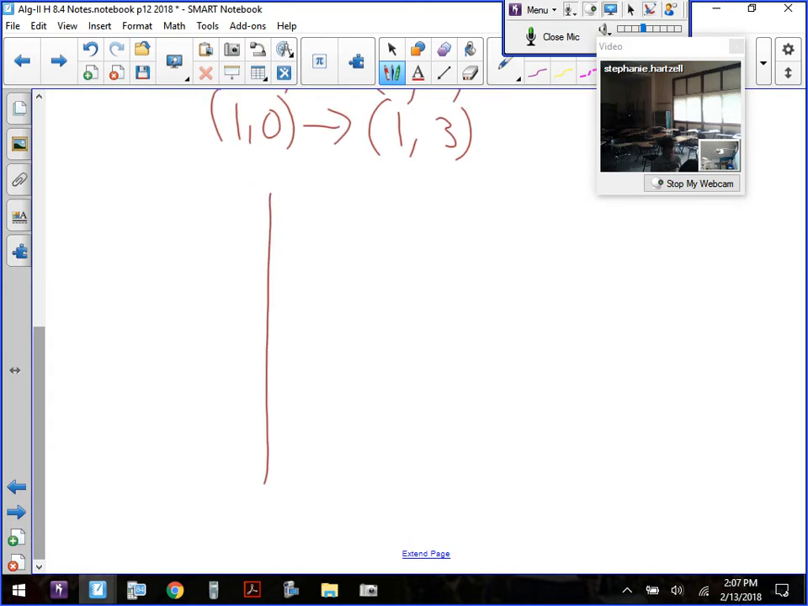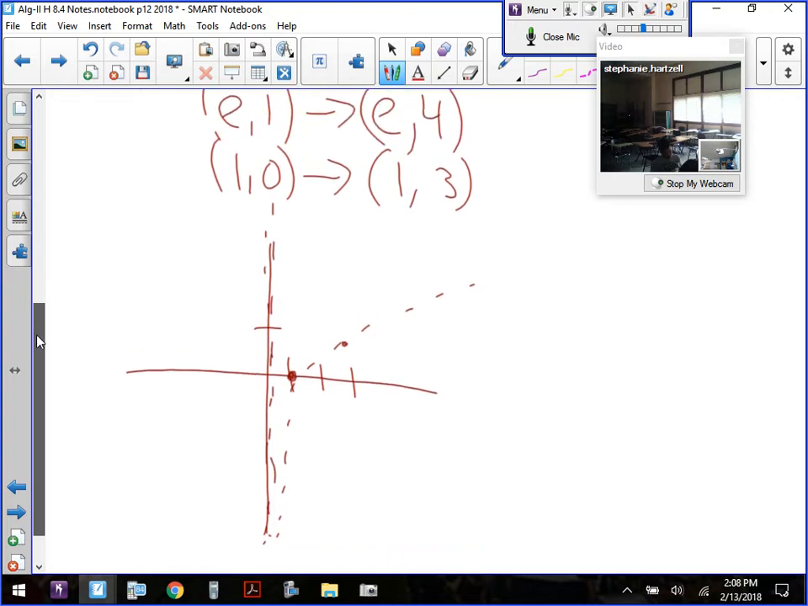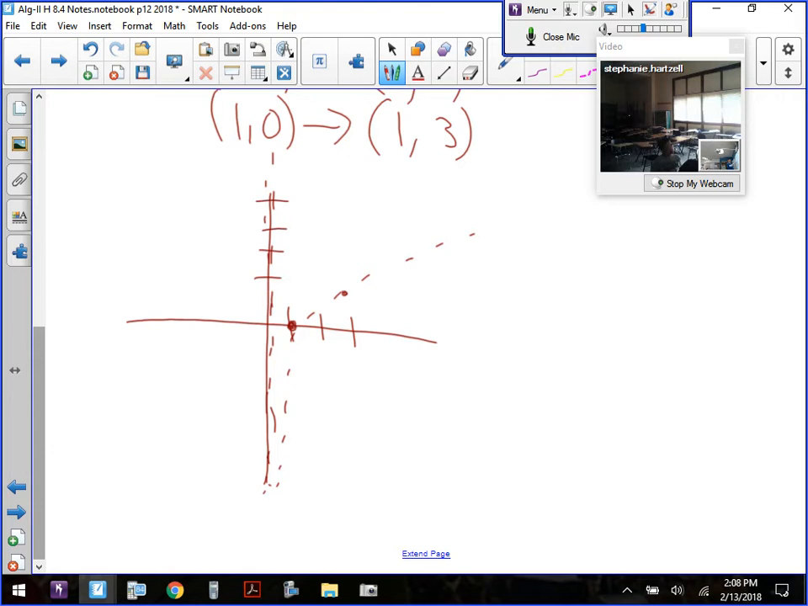So your parent function, E is 2.8 something. So 2.8 and 1, so it's here and here-ish. And then 1 and 0. It's doing that. The shifted function still has the H value at 0, so you still have your asymptote at 0. Your new ordered pairs are at E and 4, and 1 and 3, and it's just doing this. Your domain, all real numbers greater than 0. Your range, all real numbers.